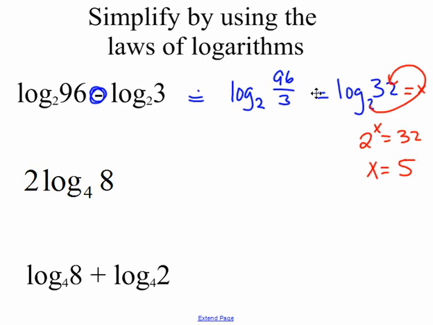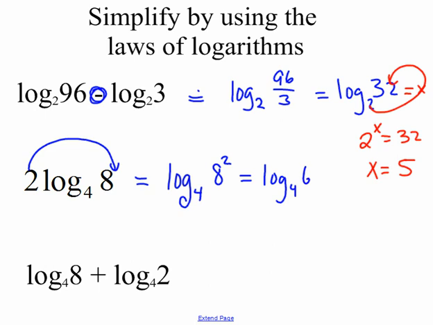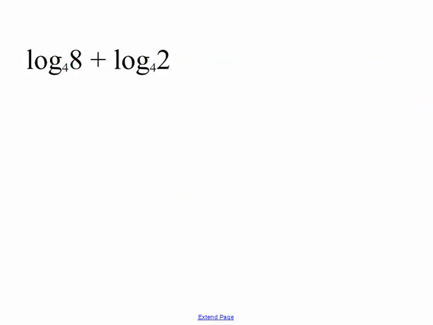All right, here we can do the same thing here. I get to move that 2 up. So I can write as log base 4 of 8 squared, not times 2, 8 squared, which is the same thing as log base 4 of 64. Again, if we wanted to evaluate, we could do it. But let's just work with the properties for now.